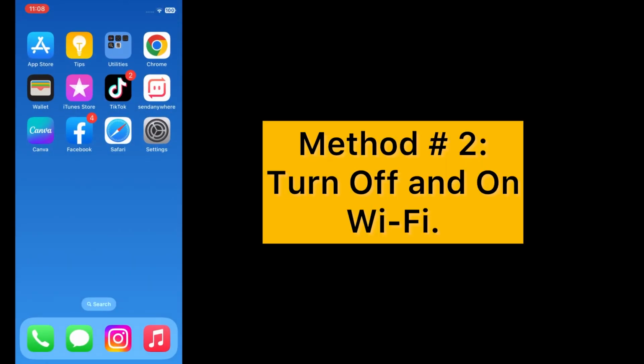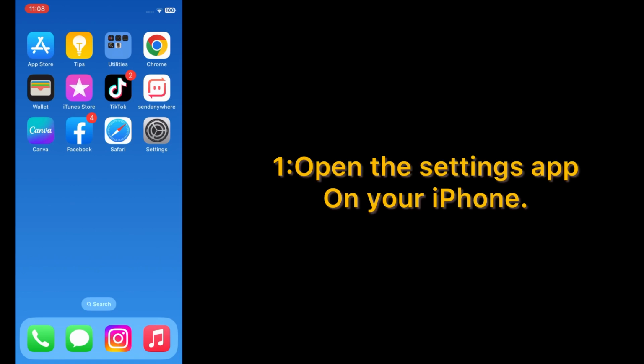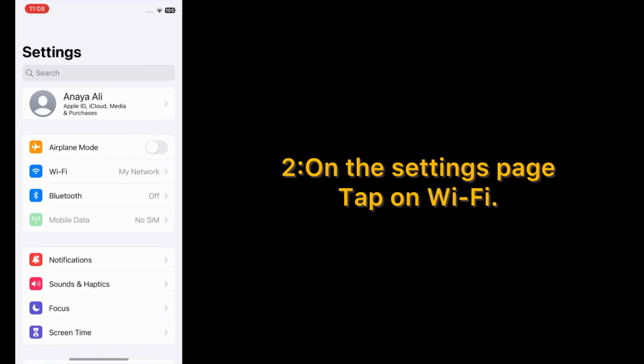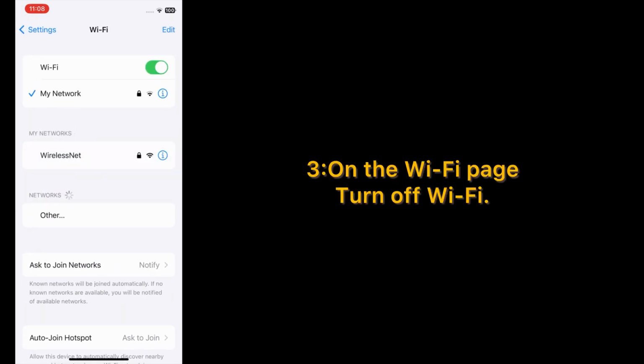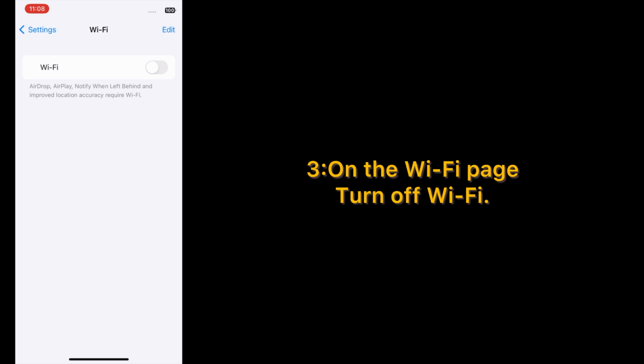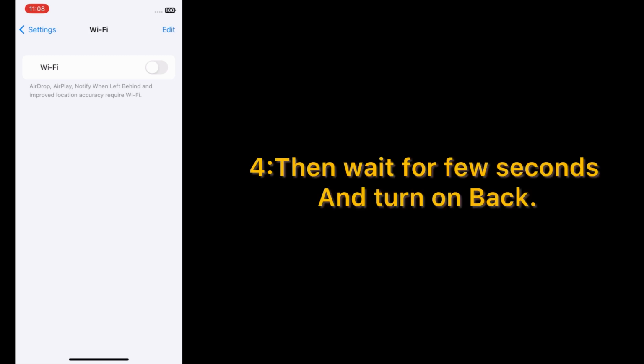Method number 2. Turn off and on Wi-Fi. Open the Settings app on your iPhone. On the Settings page, tap on Wi-Fi. On the Wi-Fi page, turn off Wi-Fi. Then wait for a few seconds and turn it back on.